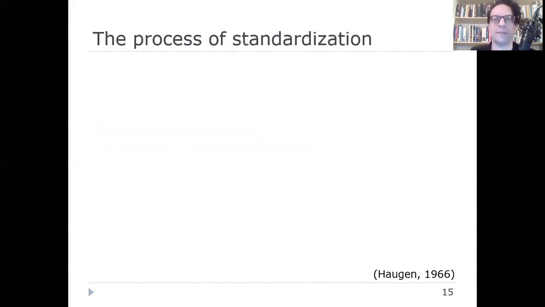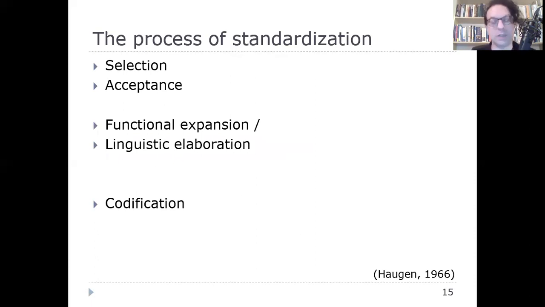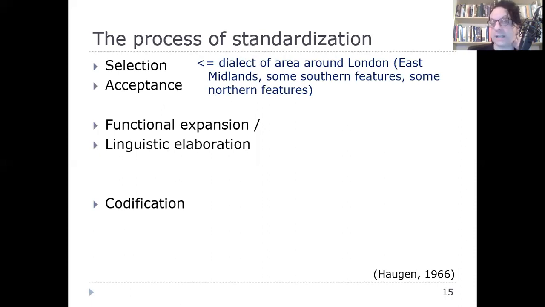But this was a long process. And the process of standardization in general contains 4 or so aspects. And by the way, this is not necessarily a timeline. It doesn't begin somewhere and end somewhere, but all 4 aspects just play a role in the process of standardization. So what do we have? We have selection as an aspect. In our case, yes, well, the dialect area around London, which basically goes back to East Midlands, Middle English, but also some Southern features and some Northern features, not very many, but a few Northern features are also in Standard English today.